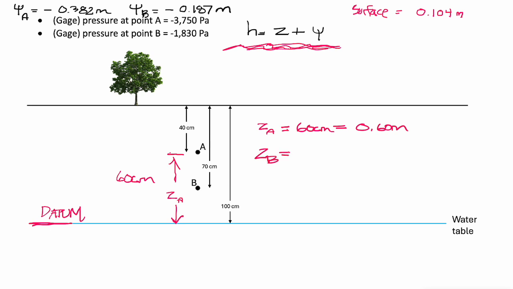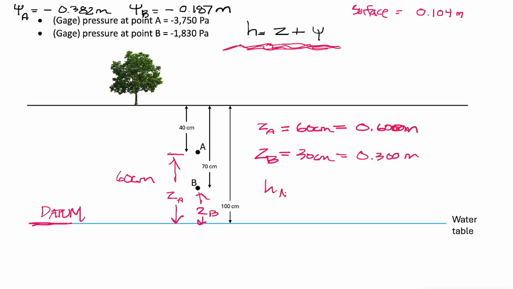Z of B will be, well, we can use the same logic, right? We want this number here, and B is 70 centimeters down from the surface, and so therefore it's 30 centimeters up from the water table. So Z of B is 30 centimeters, or 0.3 meters. This should be 0.6 meters here.